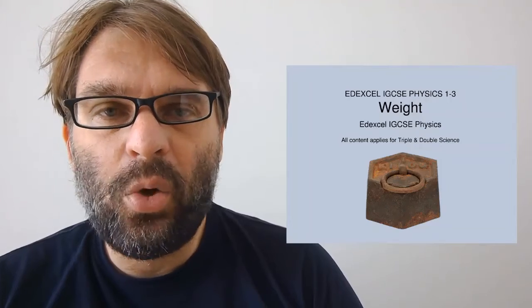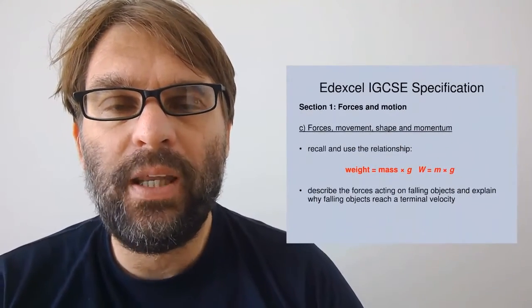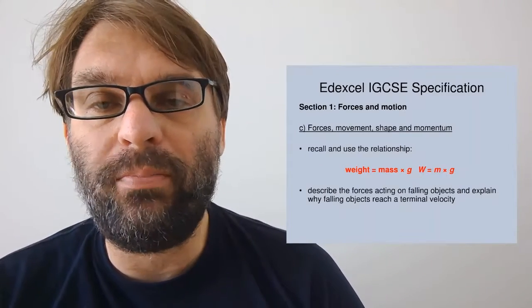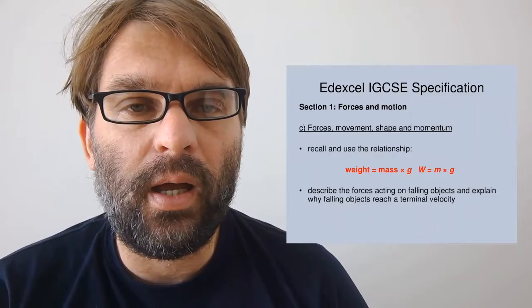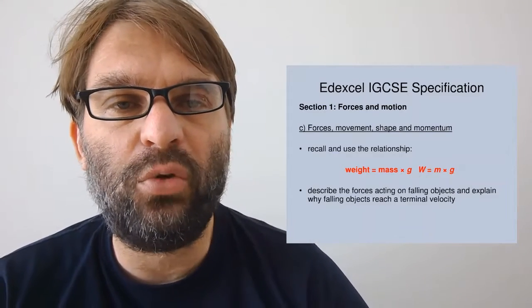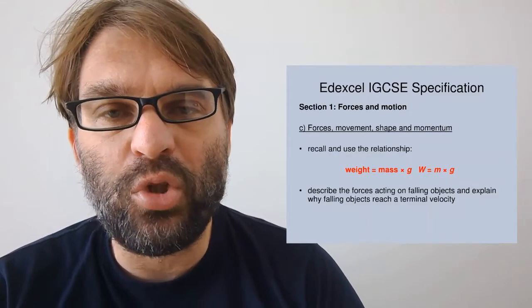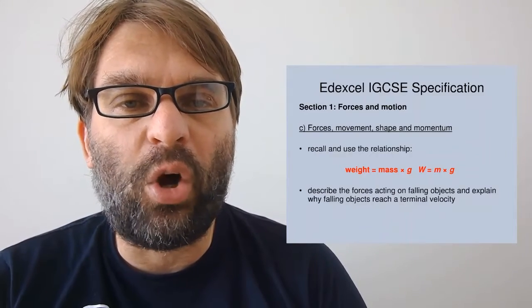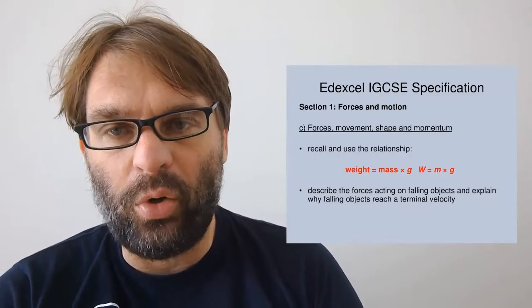So in today's lesson, we're going to look at weight. So again, there's two learning objectives. Recall and use the relationship of weight equals mass times gravity, or gravitational field strength, or W equals mg, and describe the forces acting on falling objects and explain why falling objects reach something called terminal velocity.